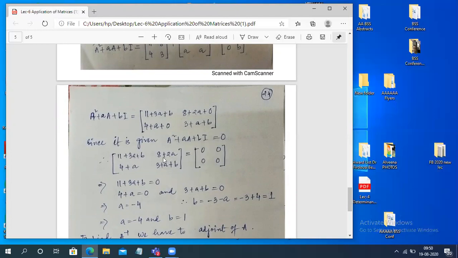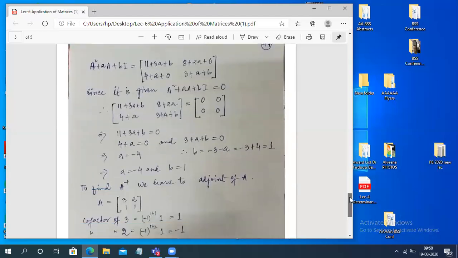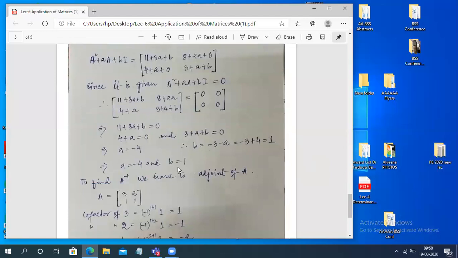Now compare the corresponding terms. So you will have these equations: 11 plus 3a plus b equal to 0, 8 plus 2a equal to 0, 4 plus a equal to 0, and 3 plus a plus b equal to 0. From these relations, we can find the value of a. a comes out as -4, and substituting this value of a in the equation, you will get the value of b also. So a equal to -4 and b equal to 1. First step is done.